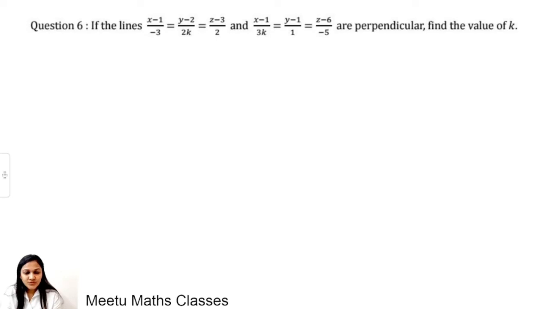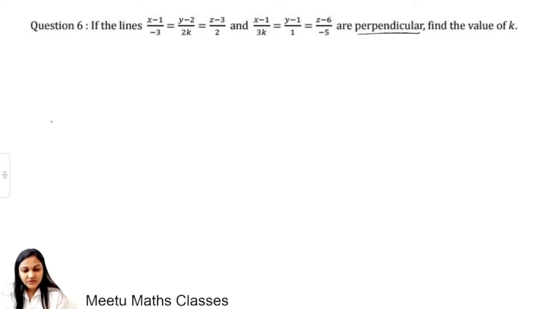Now your next question is question number 6. If the lines (x minus 1) upon minus 3 is equal to (y minus 2) upon 2k is equal to (z minus 3) upon 2, and (x minus 1) upon 3k is equal to (y minus 1) upon 1 is equal to (z minus 6) upon minus 5. You are given two lines and you are given that these two lines are perpendicular. You have to find the value of k.